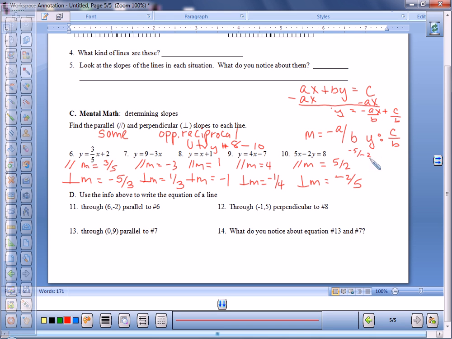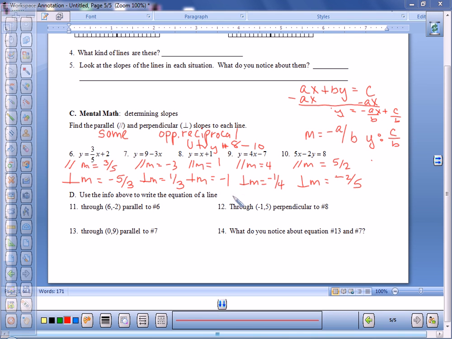Okay, the second section. Use the information above to write an equation for a line. If we have a point and we know a slope, we're going to use that point slope formula. Y minus y1 equals m times x minus x1.